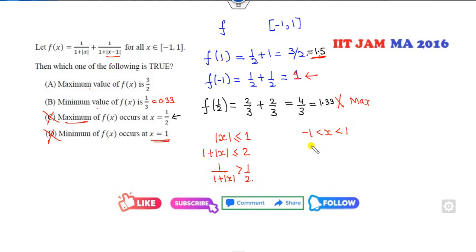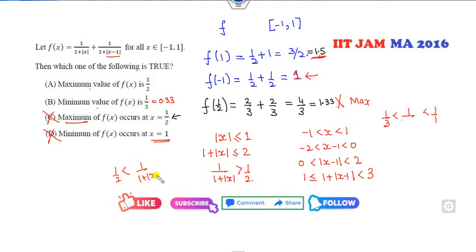Now we can see about here. -1 less than x less than 1. What is x minus 1? It is between 0 and minus 2. What is the mod of this? It lies between 0 to 2. If I add 1, it will be between 1 and 3. And if I take the reciprocal, it is 1/3 up to 1. Clear? Now clearly say if I add them, this is half less than 1/(1 plus mod x) less than this, so if I add them, it will be 5/6 less than this.